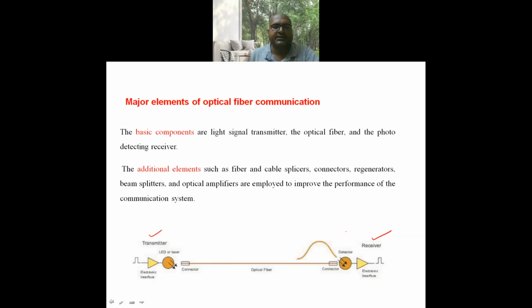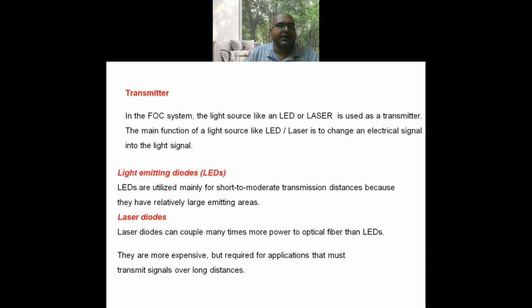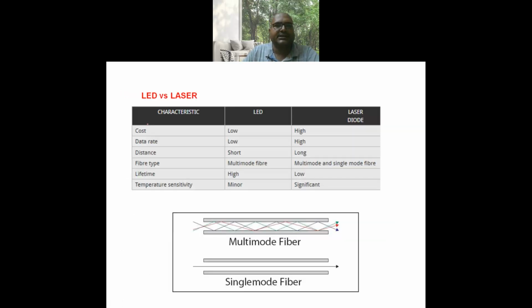You can observe how the signal is transmitted and how it is received at the receiver. Just now we discussed the transmitter; light emitting diodes and laser diodes are used for transmission. Just go through the difference between laser and LED in terms of cost, data rate, distance, fiber type, lifetime, temperature, sensitivity.